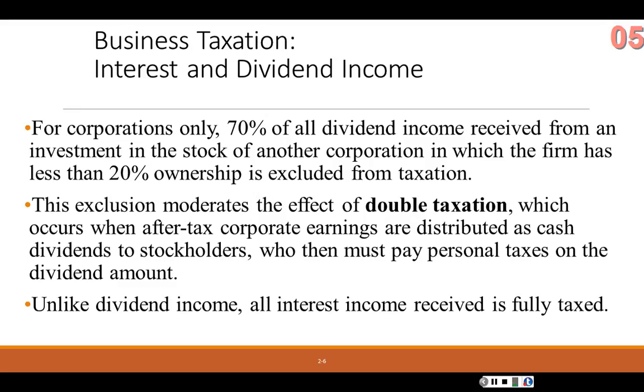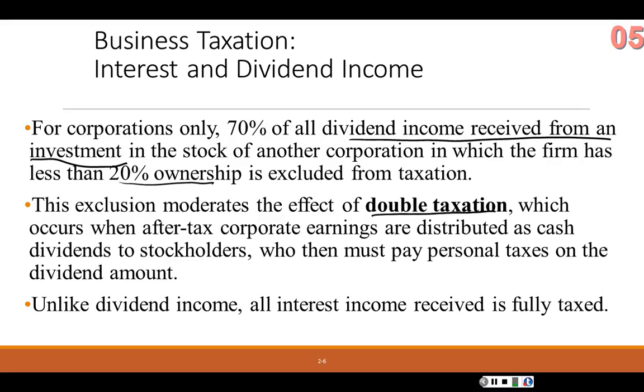A corporation can deduct interest expense, but it cannot deduct dividend payments. For corporations only, 70% of dividend income received from an investment, so this is an investment for this company, they're going to be receiving a dividend from an external company. 70% of these dividends received, if they own less than 20% of the company, is excluded from taxation. This helps moderate the effect of double taxation.